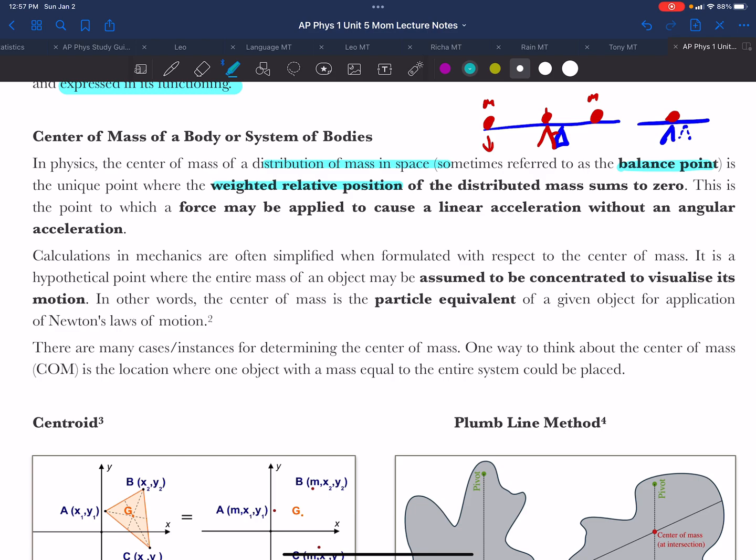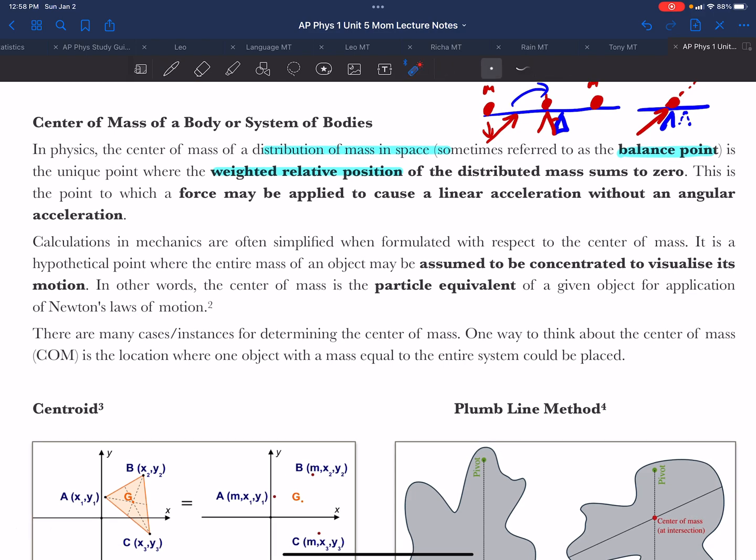Point which a force may be applied to cause a linear acceleration without an angular acceleration. In other words, if this seesaw, which is now balanced, if we were to push on this thing, push on it like so, in this direction at that point, the whole object would translate in that direction. It wouldn't spin. But you might imagine if I pushed on this in that location, since this right here is the balance point, this thing would start to spin or rotate. And that's what they're talking about there. It would cause a linear acceleration as opposed to a rotational one or angular one.